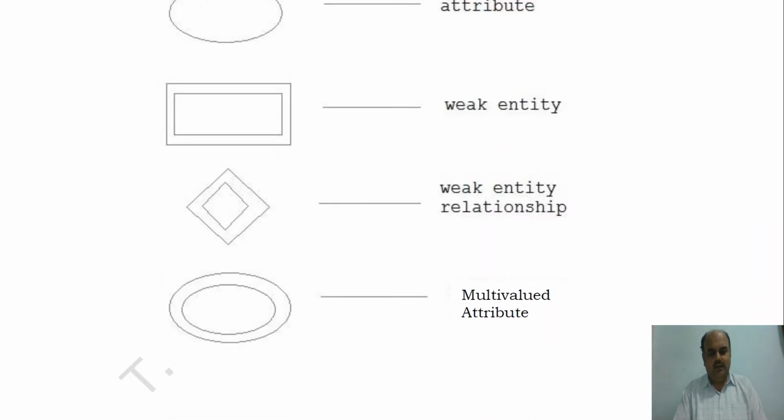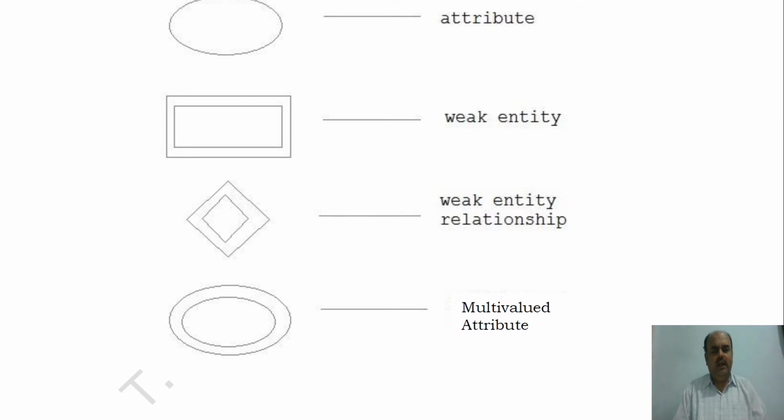Because it does not have such kind of attributes, or it will depend upon the other entities. So a weak entity you can see is represented using two rectangles. It means it is not independent, it is dependent. So that is represented using the weak entity.